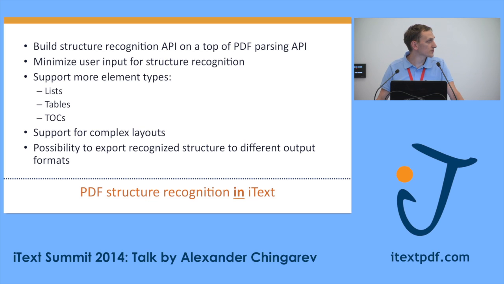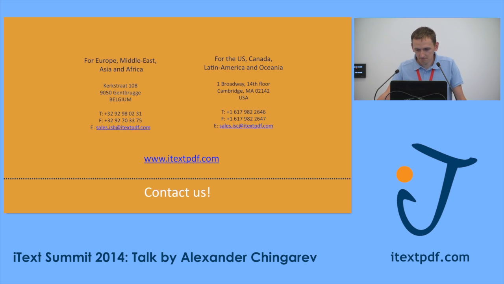We want to add support for more complex layouts such as multi-column text. And probably it would be nice to add a possibility to export the recognized structure to a different output format such as Microsoft Word or plain XML or something like that. So that's all. Sorry for the issue with the live demo. Thank you for your patience. If you have any questions, please ask.